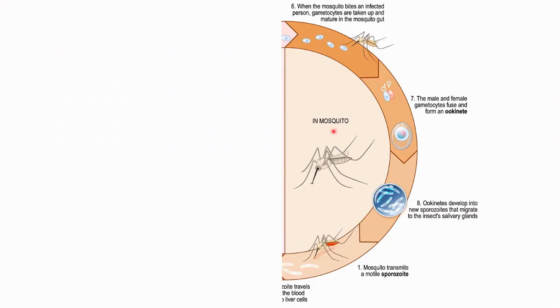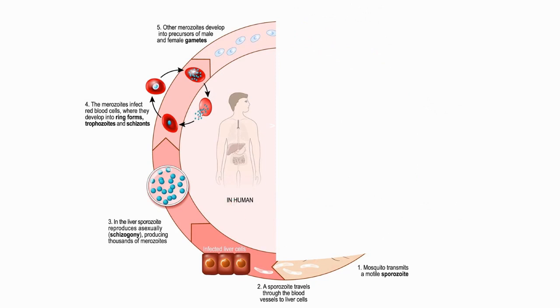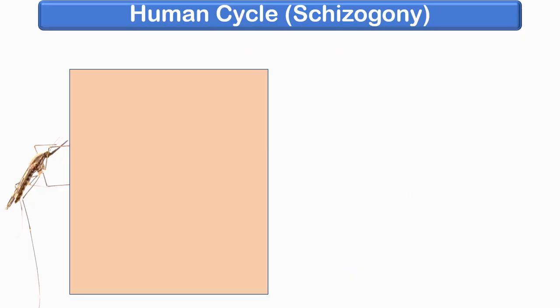The malaria parasite needs 2 different hosts to complete its life cycle. Mosquitoes are the definitive host, where sexual reproduction of Plasmodium species takes place, and humans are the intermediate hosts, in which asexual multiplication occurs. The human cycle of the malaria parasite is also called schizogony.